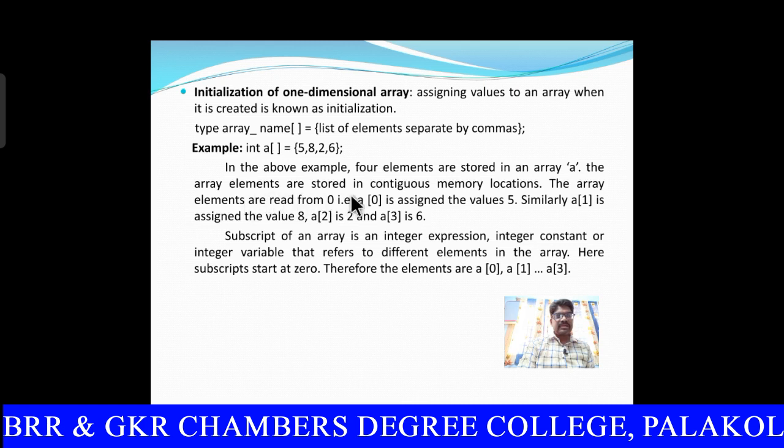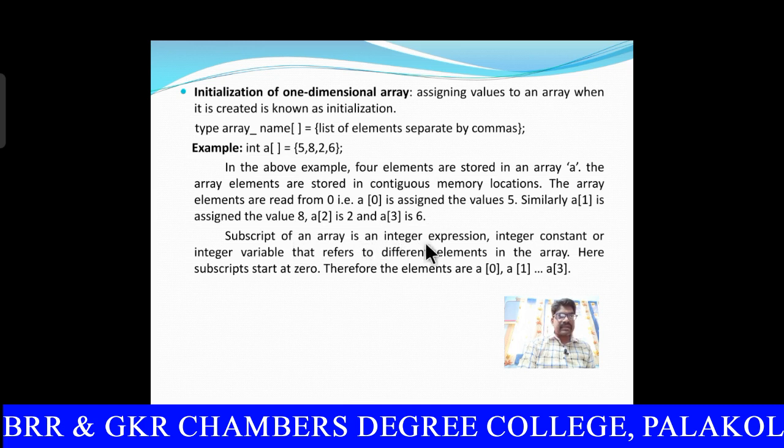In the above example, the 4 elements are stored in the array a. The array elements are stored in contiguous memory locations. The array elements are read from 0: a[0] is assigned the value 5, a[1] is assigned the value 8, a[2] is assigned the value 2, and a[3] is assigned the value 6.